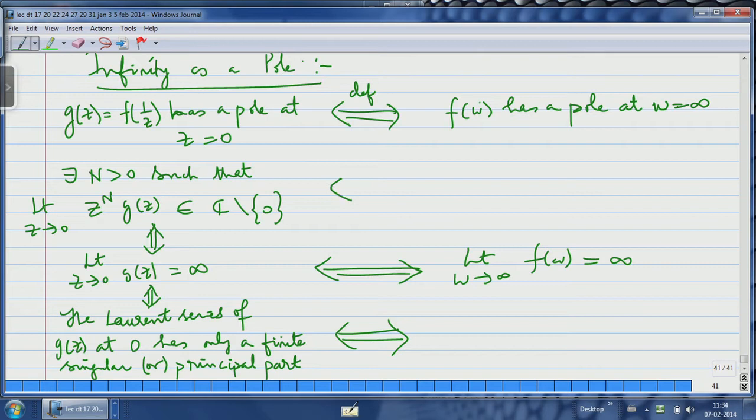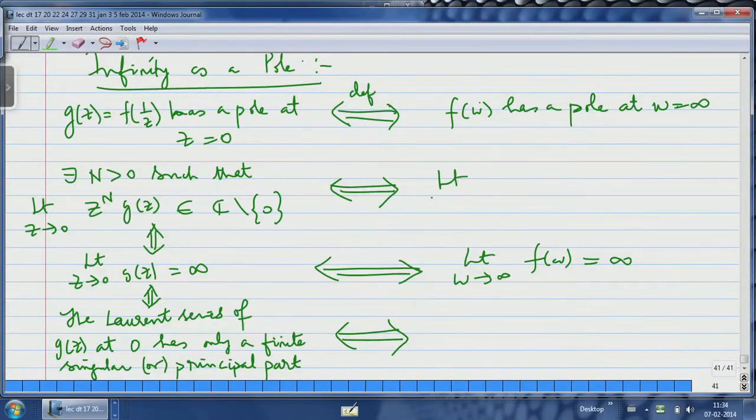The one on the top needs a little bit of thought. You see, if you want to neutralize this pole of order n of g at 0, mind you, a pole of order n should be thought of as a 0 of order n of the denominator or of the reciprocal of the function. So if you want to neutralize a pole, you should multiply by a power of the variable, or the power of variable minus the center at the point which is a pole. But to do it at infinity, you can imagine you have to divide. Okay, if you want to neutralize a pole at infinity, you will have to divide. So that you can see by simply substituting z equal to 1 by w in this. So this is equivalent to limit w tends to infinity f of w by w to the power of n is a non-zero complex number.